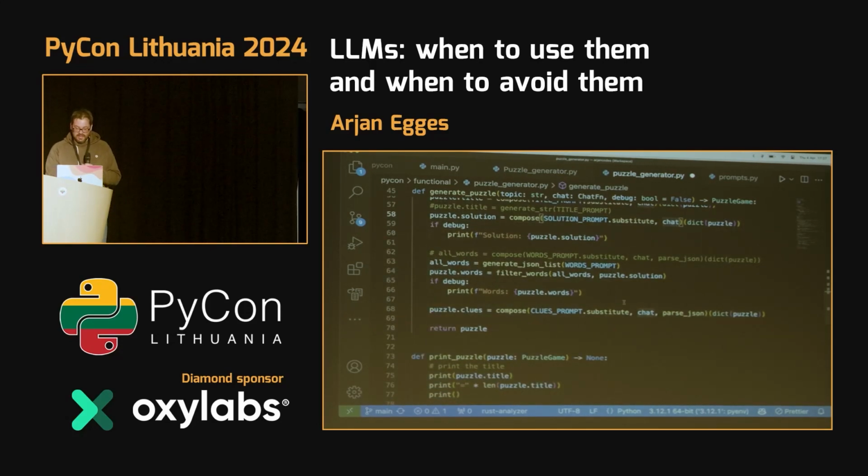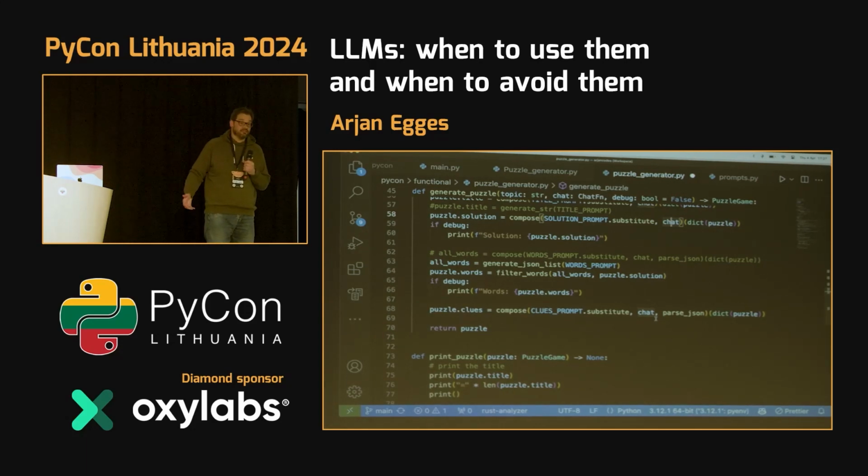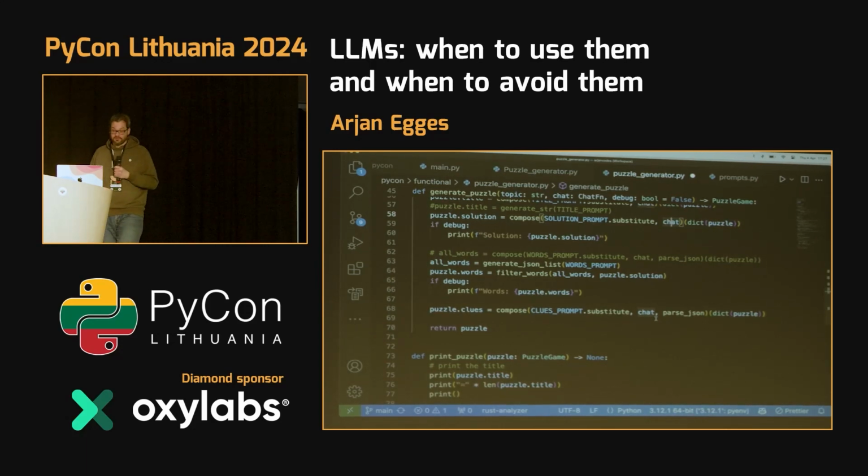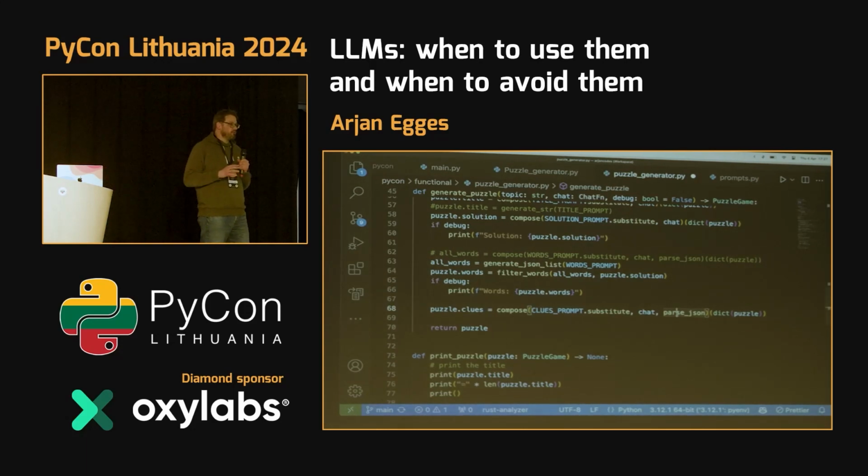And what's nice is that since we also have cases where we want to parse JSON data, well, we can just use function composition there as well. So instead of just doing substitute and chat, we do substitute, chat, and parse the JSON. It's exactly the same. So this is a really cool thing from functional programming that makes you think differently about how you organize code.